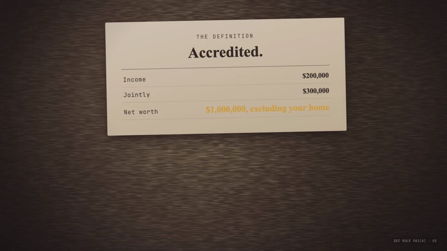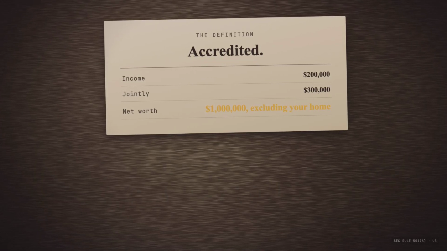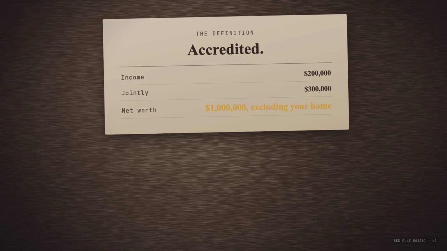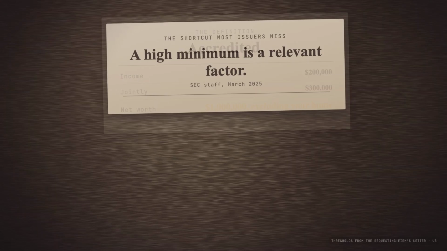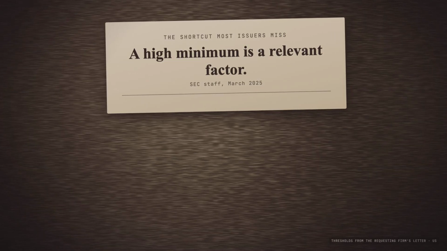Accredited means $200,000 of income, $300,000 jointly, or $1 million in net worth excluding your home. And here is the shortcut most issuers still do not know about.